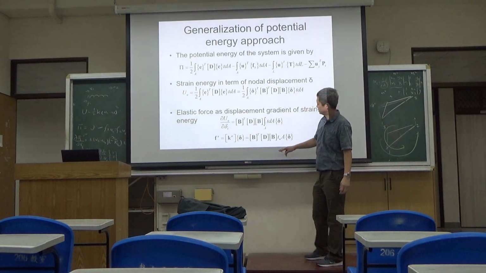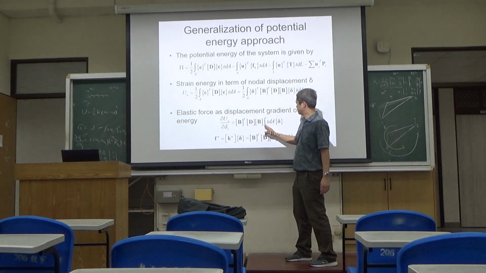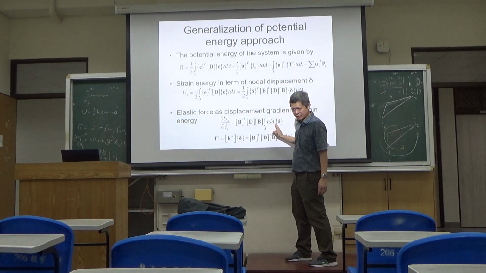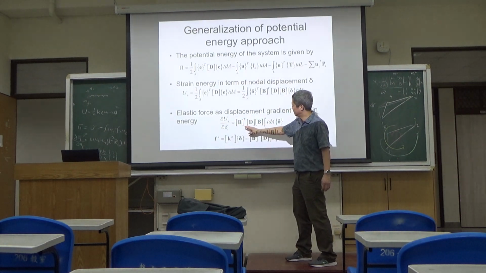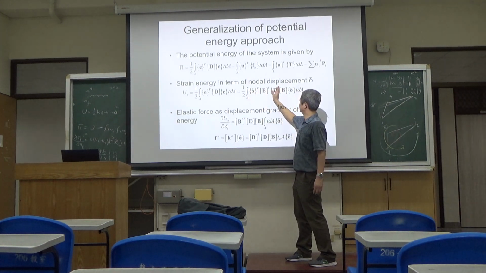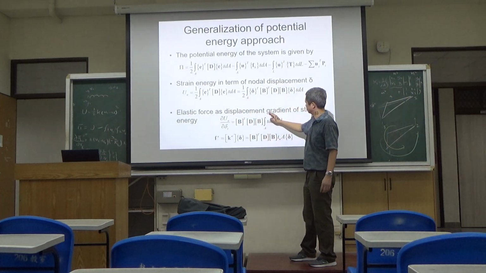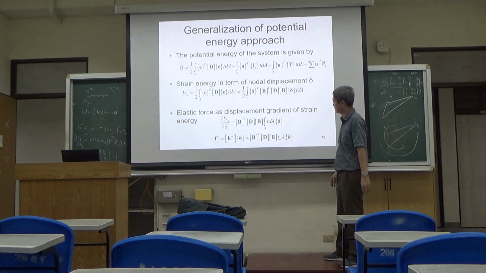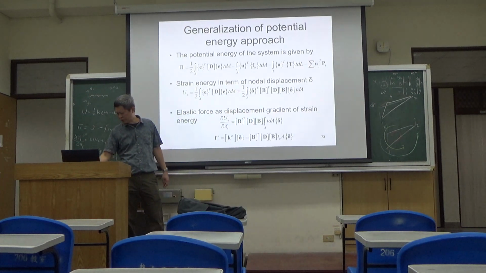They are obtained in the expression of B transpose D B, and because this is the integration over the volume, and in this case the B matrix is independent of the coordinate, you can take B transpose D B out of the integral. So as a result, you only integrate over the volume, that is the thickness of the plate times the area of the triangle, times the displacement vector. So this is how we got it.